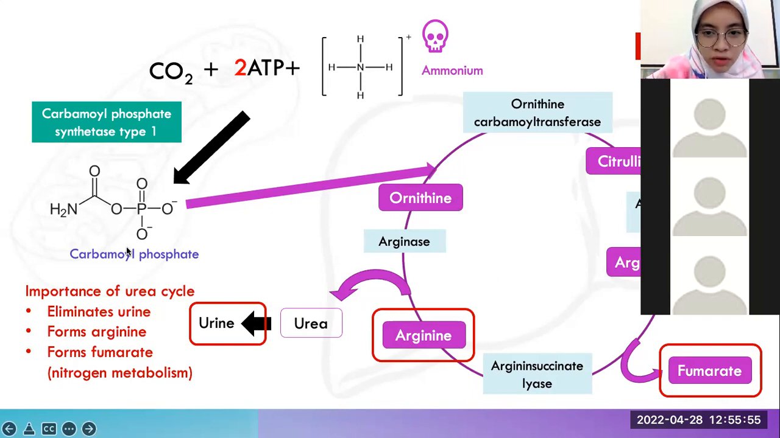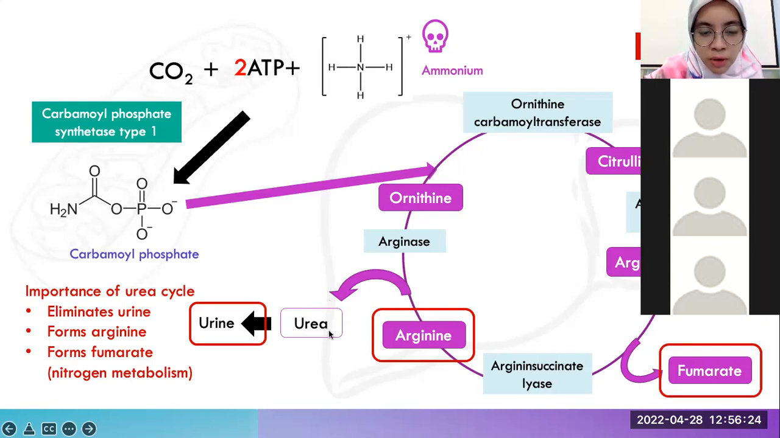So this carbamoyl phosphate will react with ornithine to form citrulline. And then citrulline will be converted into arginine succinate. And then arginine succinate will be converted into arginine. And then arginine will be converted into ornithine. So while arginine is converted into ornithine, it will release a urea group, a urea molecule.